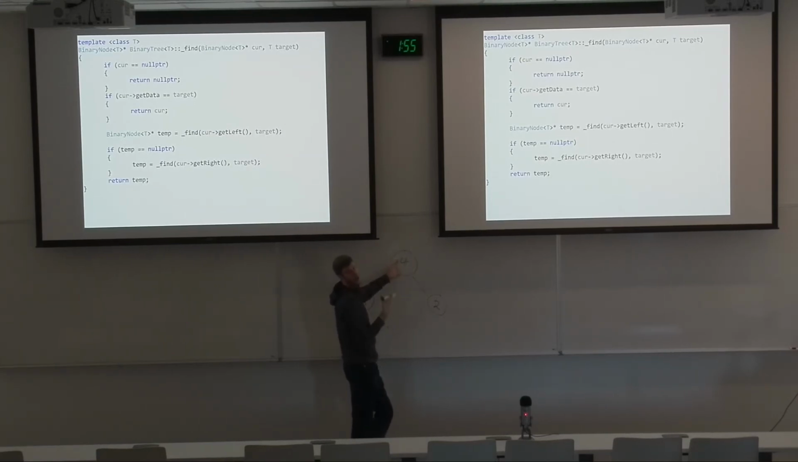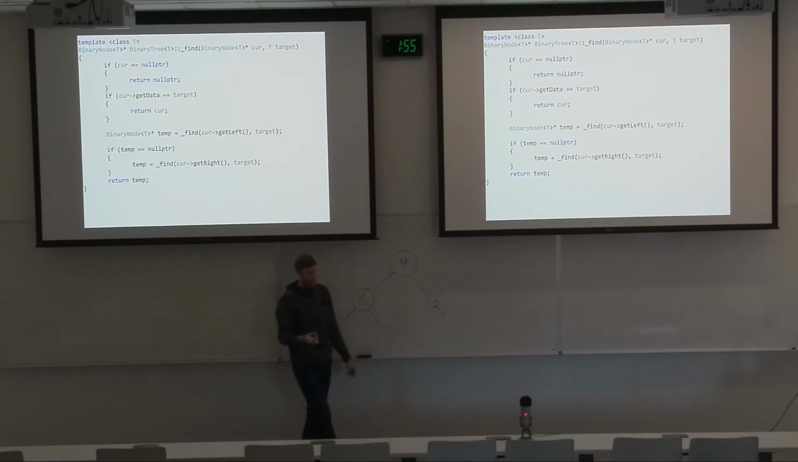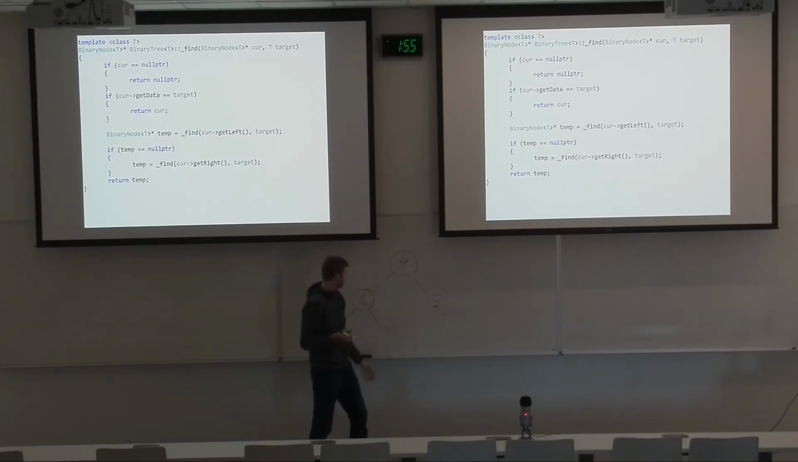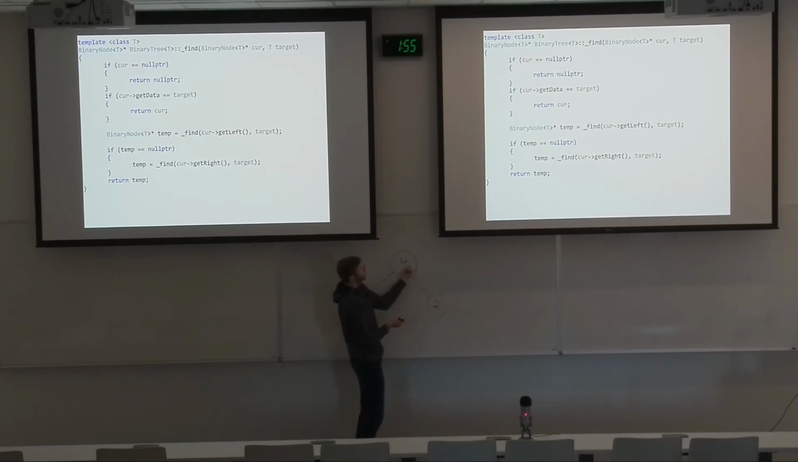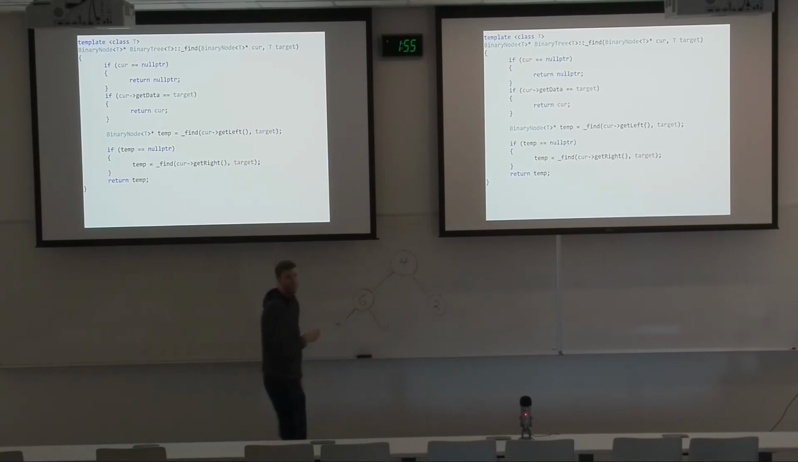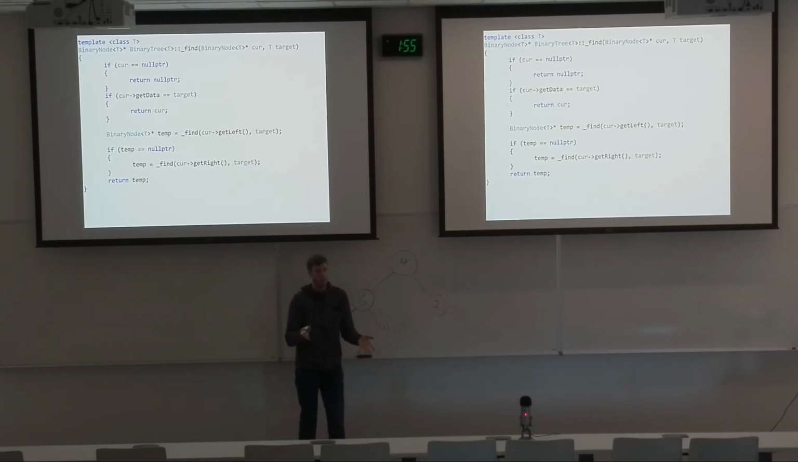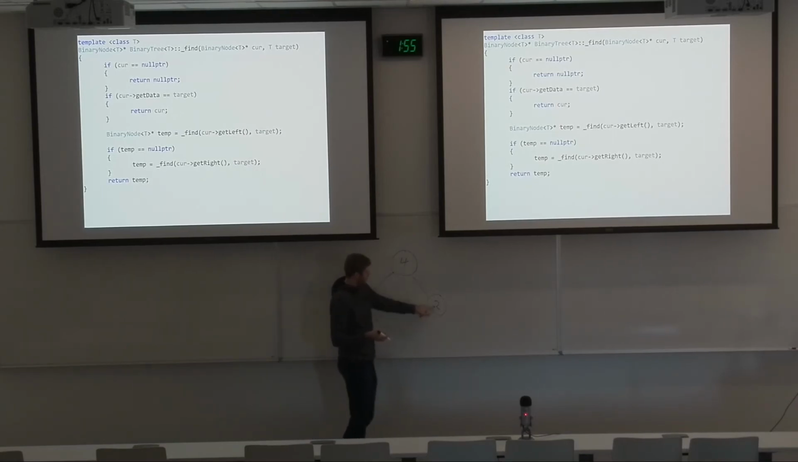Is temp null pointer? Yes. We go here. Is this a null pointer? No. Is 2 equal to 2? Yes. Done. Return cur. Boom. Return cur. It's 2. Great. I searched the right subtree. What does temp become? Temp will be a pointer to the node containing 2. Return temp. We're done.